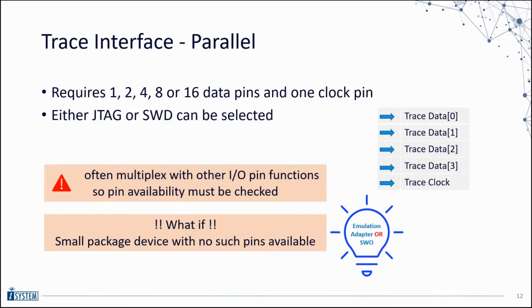One important thing which we must keep in mind is that in parallel trace, the pins are often multiplexed with input-output pin functions, so availability must be checked. In the case of a small package device where such pins are not available, there could be two possible solutions. The first one is an emulation adapter and the second one is SWO. So now let's have a look at SWO.